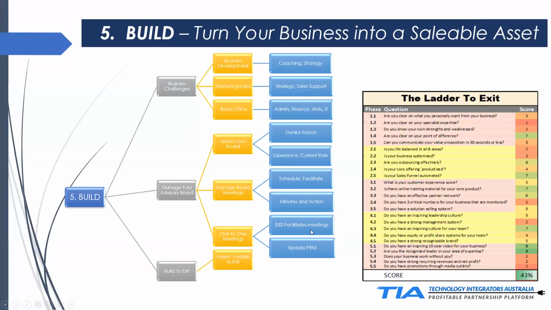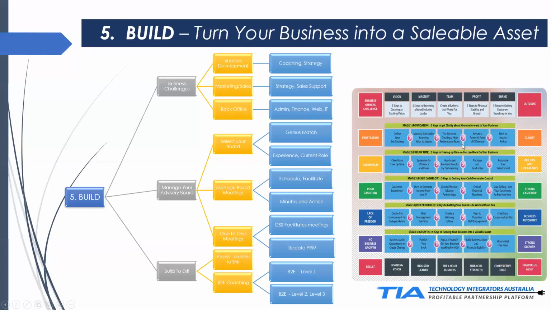The final aspect of the build module is build to exit, the first part of which is what I call the ladder to exit, which is really assessing where your business is in terms of its readiness to exit. This will help you decide the areas that you need to focus on to build your business. And the build a business platform has got 5 pillars of value.